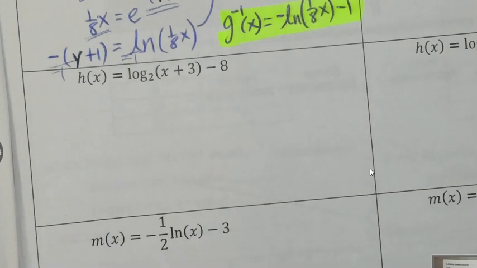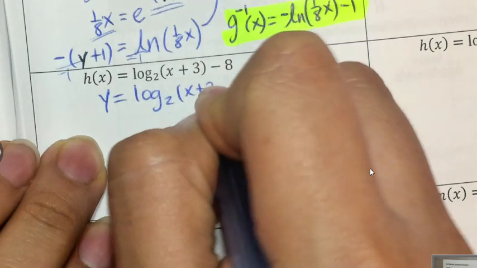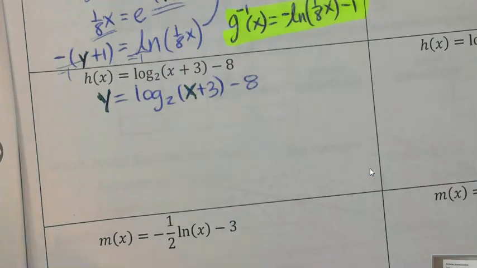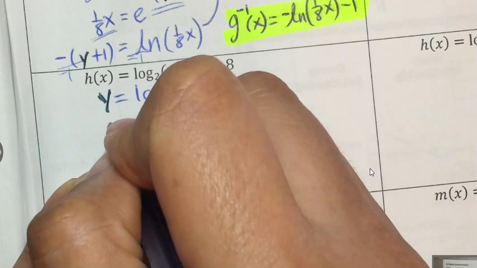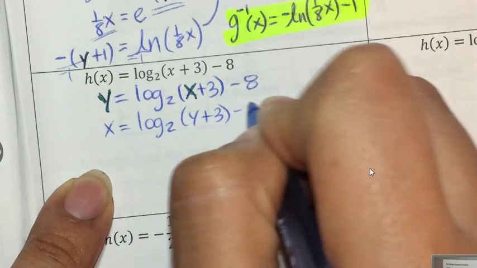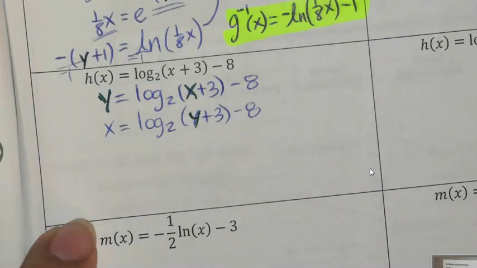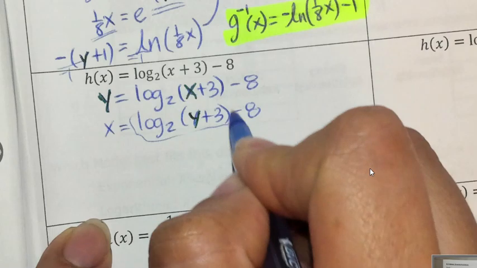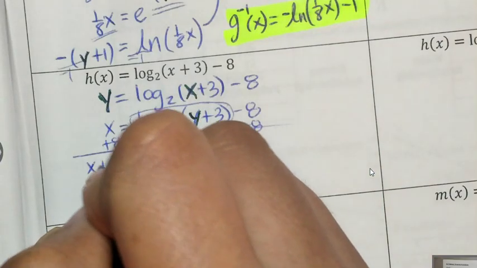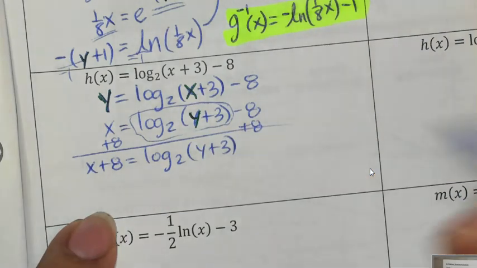Here we have h of x, rewriting this as y equals log of base 2 x plus 3 minus 8. Then we're going to swap the y and the x. So it's x equals log of base 2 y plus 3 minus 8. And we're trying to solve for y. So this needs to be isolated, which means we're going to add 8 to both sides. So x plus 8 equals log of base 2 y plus 3.